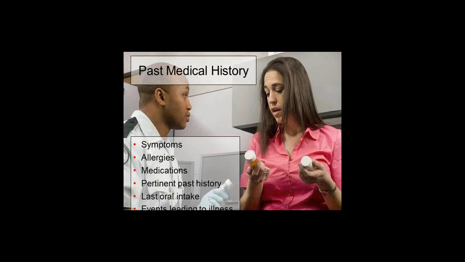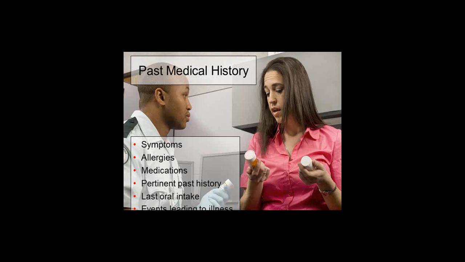SAMPLE history again. Remember, we covered this in the previous chapter, but SAMPLE history: signs and symptoms. So what are we seeing? What are we being told? Allergies to medications, foods, to the environment.